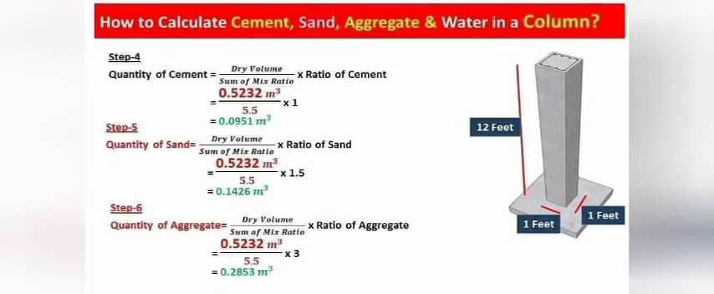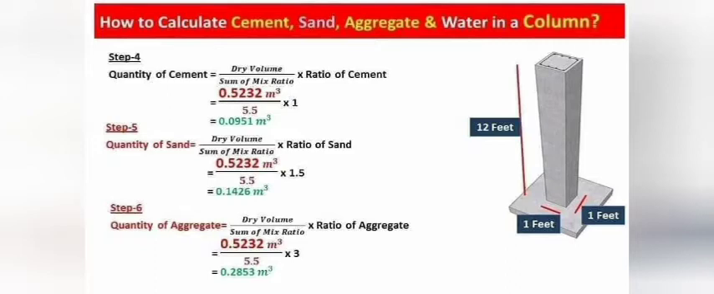In step 6, we calculate the quantity of aggregate required. That is dry volume divided by sum of mix ratio into ratio of aggregate. Same thing, dry volume as 0.5232 meter cube divided by sum 5.5, ratio of aggregate is 3. Here 1 stands for cement, 1.5 stands for fine aggregate, that is sand, and 3 stands for coarse aggregate. So the quantity of the aggregate you will get as 0.2853 meter cube.